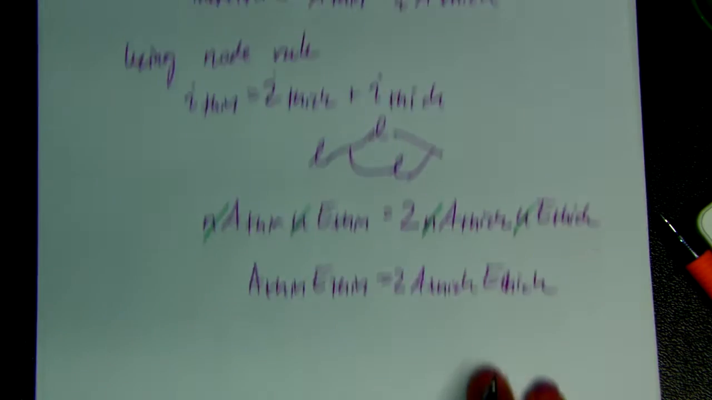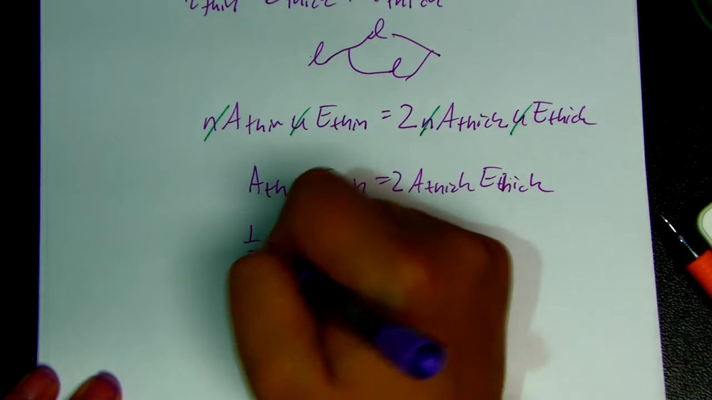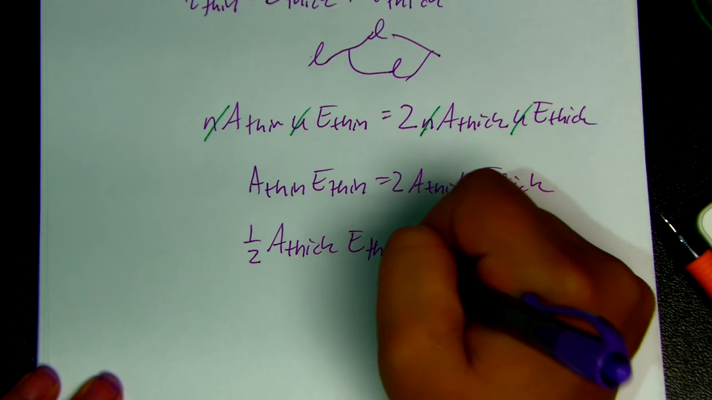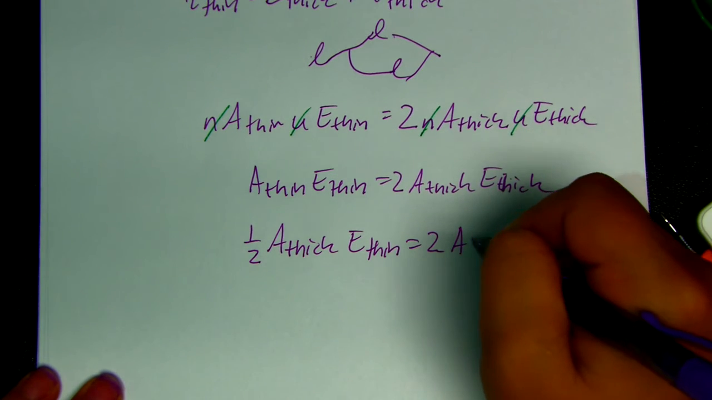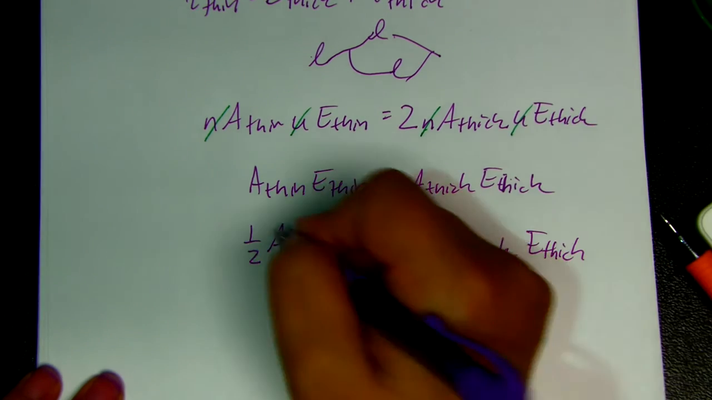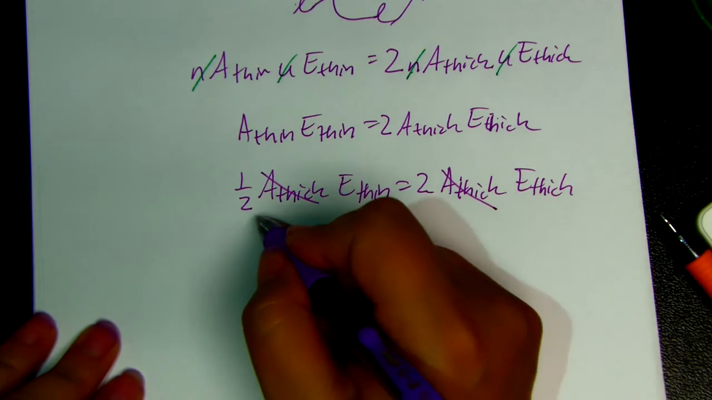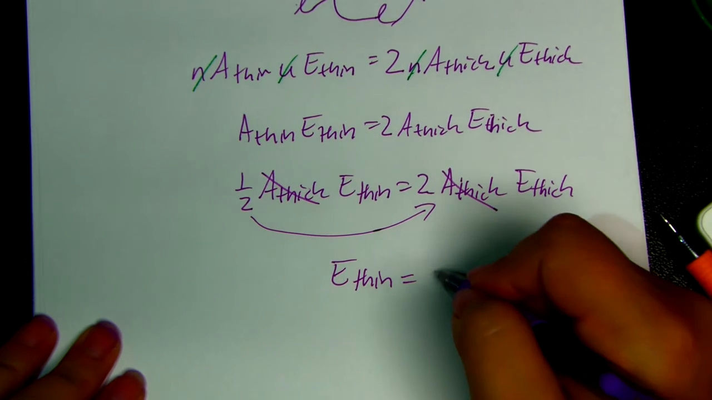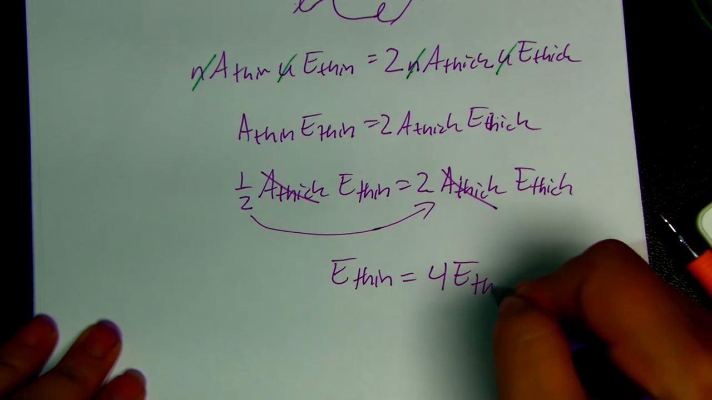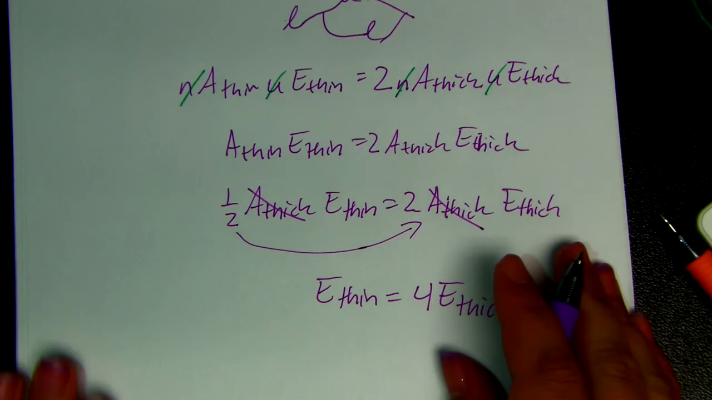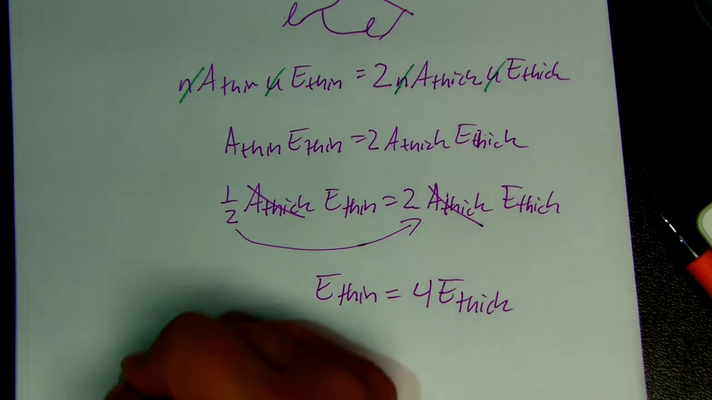And we know that A thin is equal to 1/2 A thick, so we want to start getting stuff into terms that are all the same. So we can plug in 1/2 A thick times E thin is equal to 2 A thick times E thick. All right, so now we can cancel these out, and you can bring that 1/2 over there, and you get that the electric field thin is equal to 4 times the electric field thick. That's where it's branching off into those two parallel paths. All right, so that's as far as we can go with node rule.